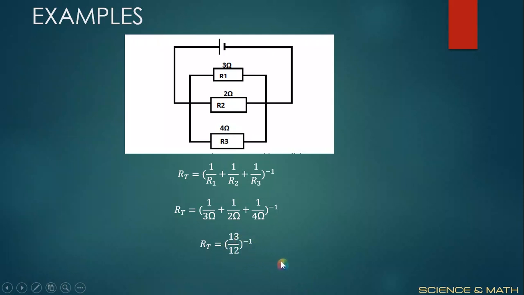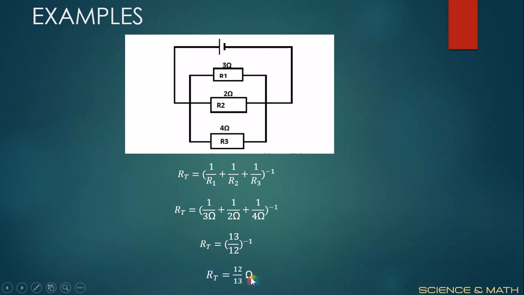So when you are having a fraction that is raised to the -1, it's the same as just inverting the fraction and then omitting the negative sign. So that means total resistance is the same as 12 over 13 ohms.